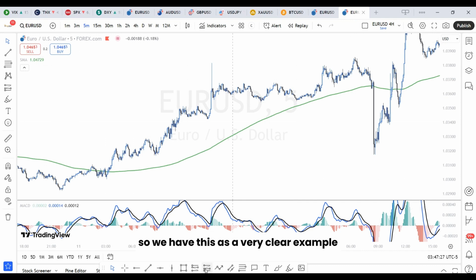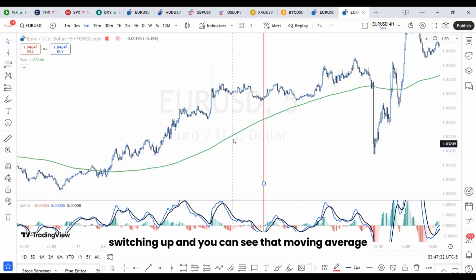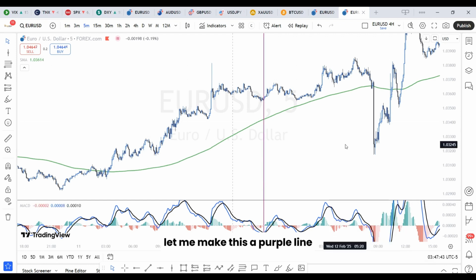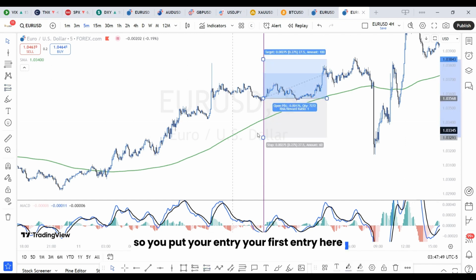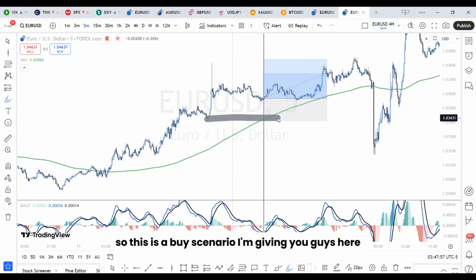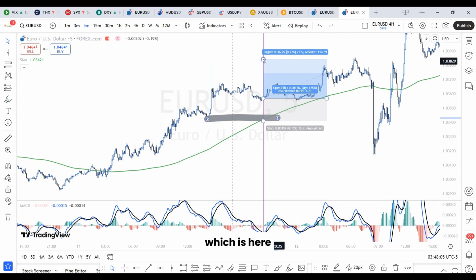So we have this as a very clear example. Let me mark out this area, so you can see the MACD switching up, and you can see that the price is above the moving average. Let me make this a purple line. So with that being said, we have our first entry. You put your first entry here. Your stop loss should be below the previous low. This is a buy scenario I'm giving you guys here, and your take profit should be above the next high, which is here.